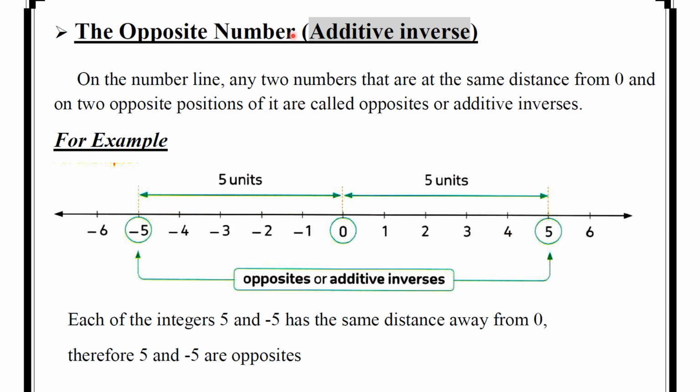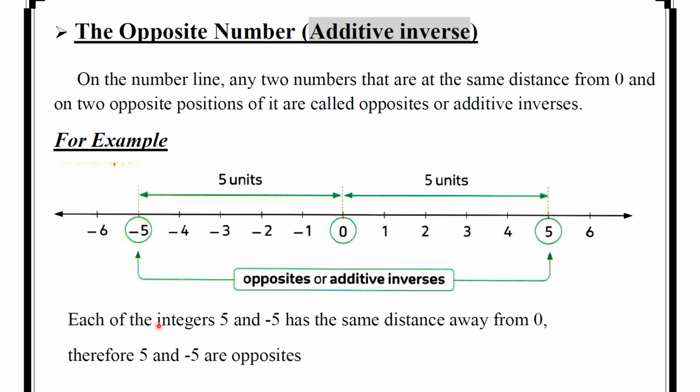The opposite number or additive inverse. On the number line, any two numbers that are at the same distance from 0 and on two opposite positions of it are called opposites or additive inverses. So here is the distance from 0 to 5. It will be the same distance from 0 to negative 5. We have here from 0 to 5, 5 steps or 5 units. And from 0 to negative 5, also 5 units. So we will say 5 and negative 5 are opposites or additive inverses.